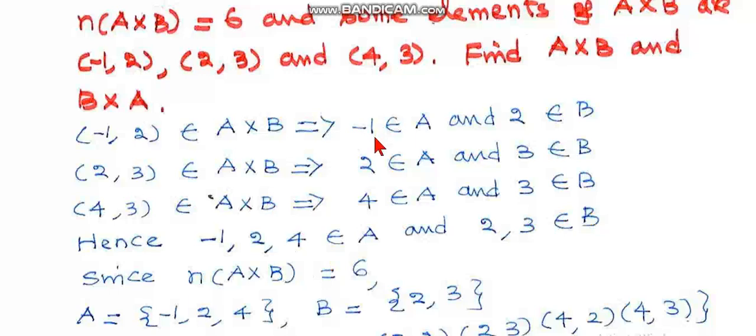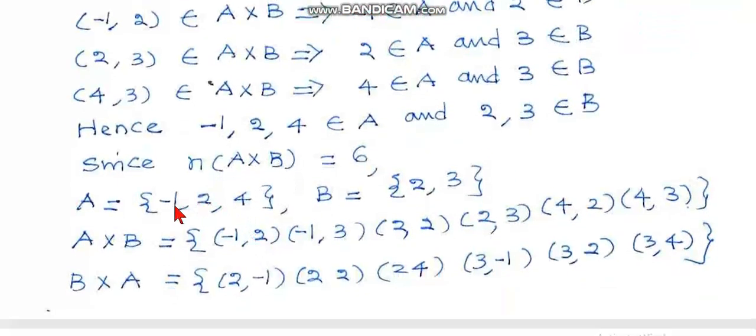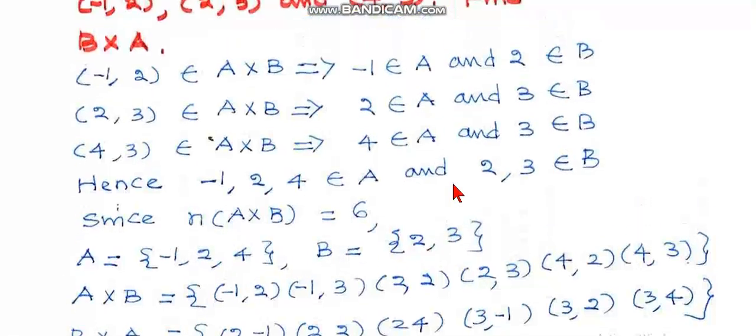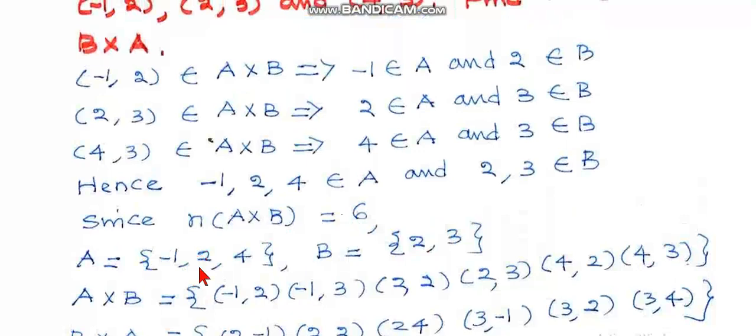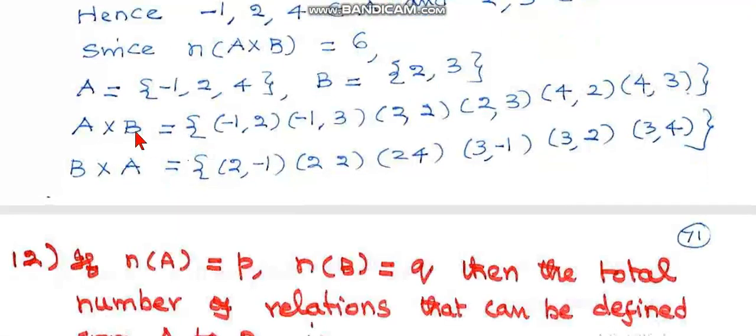Hence, -1, 2, 4. These 3 elements belong to A. 2, 3. They belong to the set B. Since number of elements in A cross B is 6, A must have the elements -1, 2, 4 and B must have the elements 2 and 3. So that A cross B will have 6 elements. Now we can write down A cross B and B cross A by the usual method.